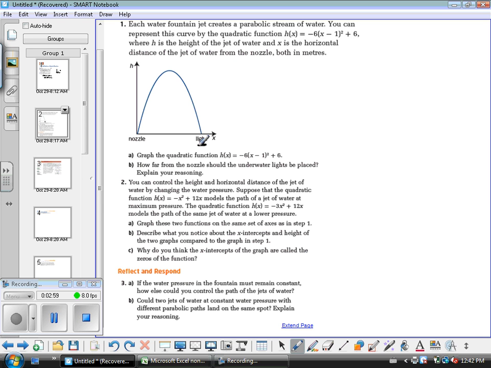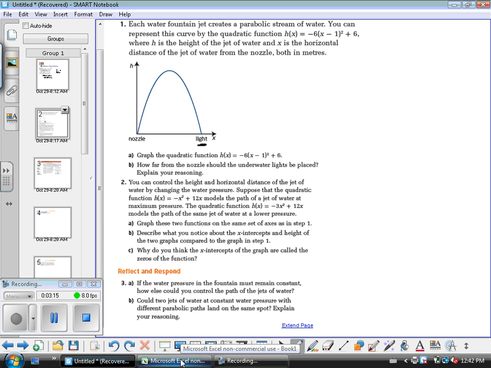They've done that for us, and then we want to find out where that distance is, where the light has to be. And actually, they haven't really done it for us. They've just kind of shown us a sketch. So we need to actually make a real graph of that function.